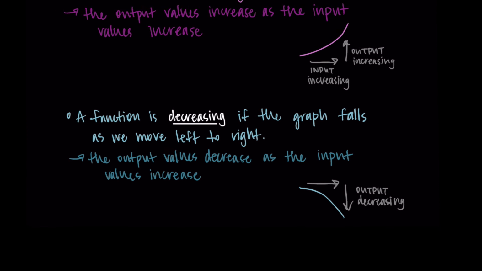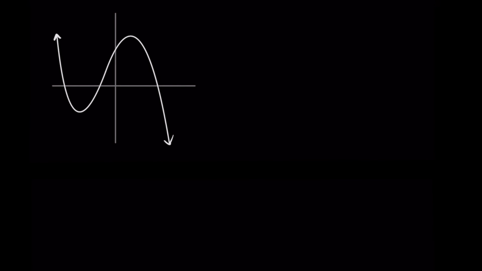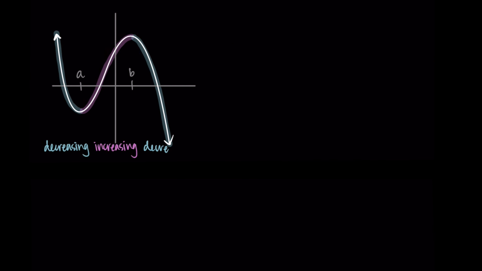Let me show you what this looks like on a graph. So I'll draw a graph here, and let's say we also have these values A and B that are some inputs, so I'm just labeling a couple values on our x-axis. So this first section of the graph, until we get to A on the x-axis, is decreasing. So moving from left to right, the graph is falling. Then from A to B on the x, the function is increasing since the graph is rising. And then at B on the x, we start to decrease again since the graph is falling.